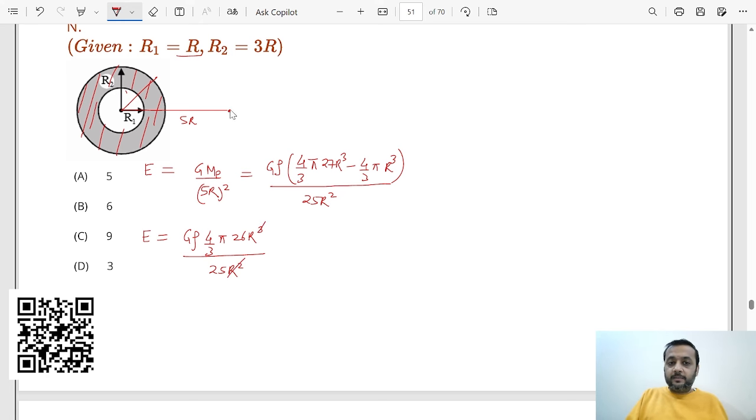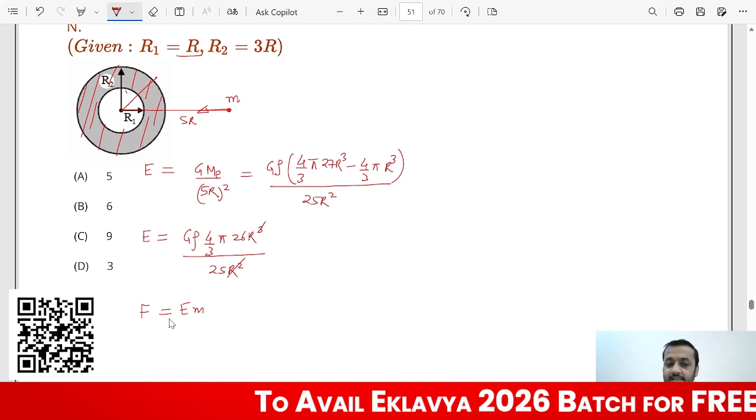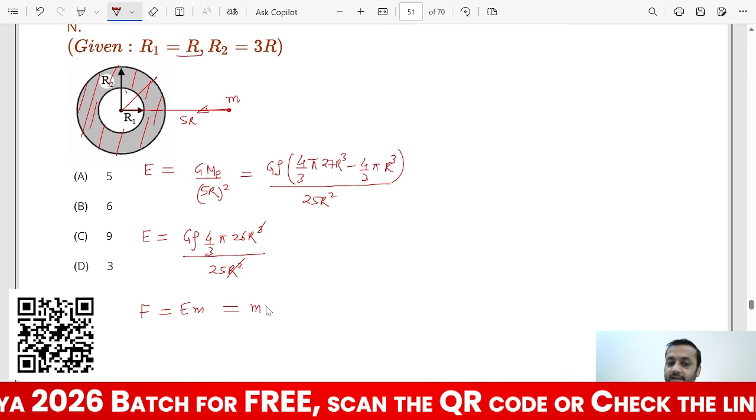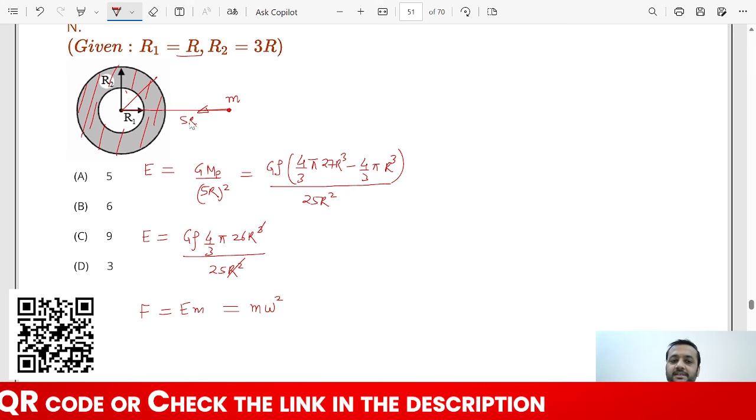Now, let us say the satellite was of small mass m. So what will be the attractive force on this satellite? The attractive force on this satellite will be field into the mass of the satellite, and this attractive force is going to provide the required centripetal force for the satellite to move in circular motion. So this force is also behaving as the centripetal force, and centripetal force we can write as m omega square into the radius of circular motion, which is 5r.